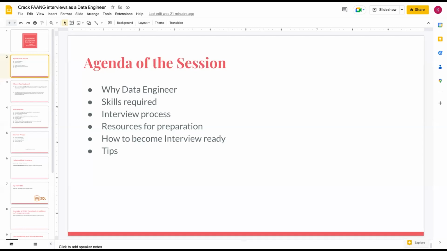The next thing that I'll be discussing is how to become interview ready. Sometimes we study a lot, we prepare everything, but when we go for an interview, we are not yet confident, right? So we'll be discussing both the tech and non-tech aspects of how to present yourself in the interview, how to answer the questions, and what you should and should not do. The very last thing we'll be discussing is the tips, again the interview tips that a person should follow in order to become interview ready.